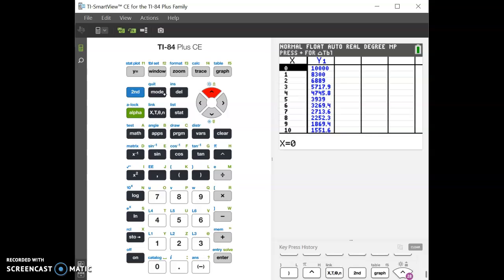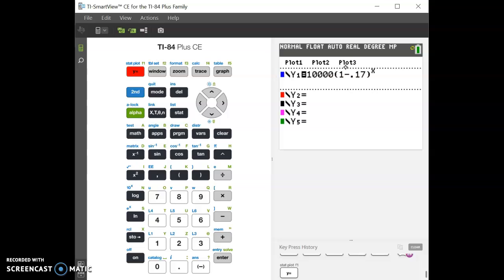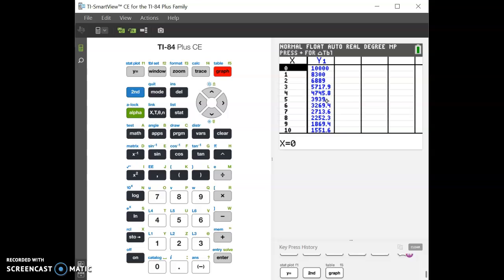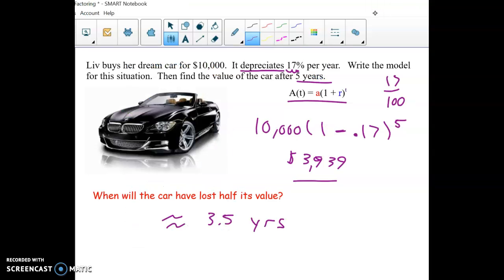Okay, and so that table feature is really useful because you can see 5 years, 6 years, you can see any year. By making the exponent a variable, then you can check a bunch of different years all at once and also figure out when it's at half its value.